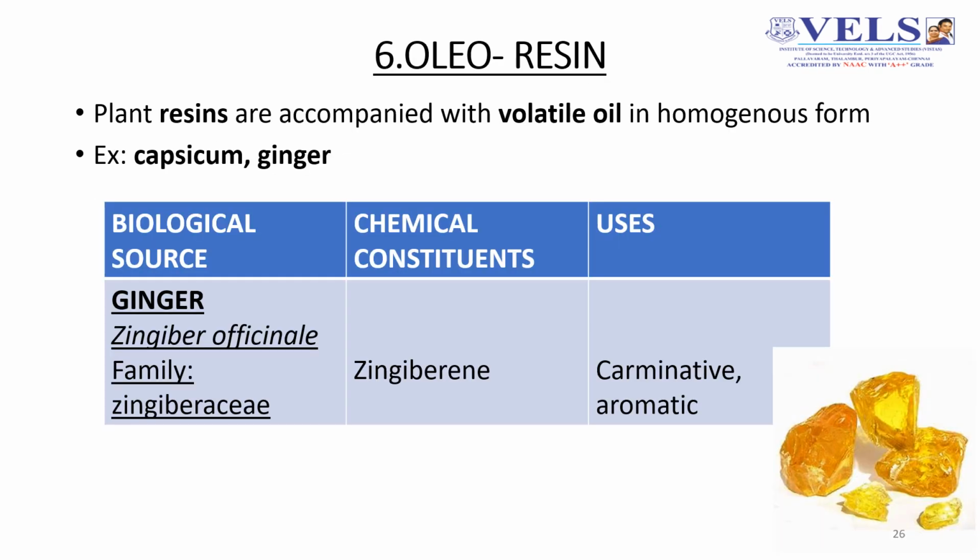Then sixth one is oleoresins. These are resins accompanied with volatile oils. That is, oleo means oil, and resin. So this is the combination of volatile oil and resins. So examples are capsicum, ginger, etc. So ginger biological source is Zingiber officinale, belonging to the family Zingiberaceae. This also we have discussed in our organized drugs under rhizome. So based on its nature, it is considered as an oleoresin. Chemical constituent is gingerine. Uses are carminative, aromatic, etc.